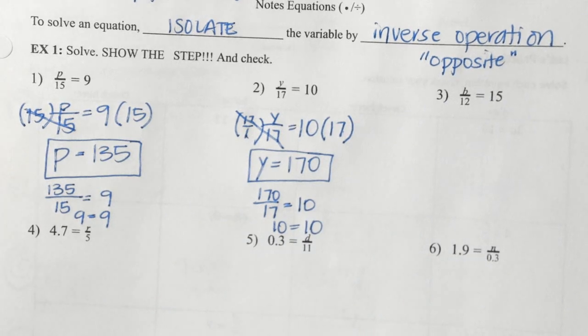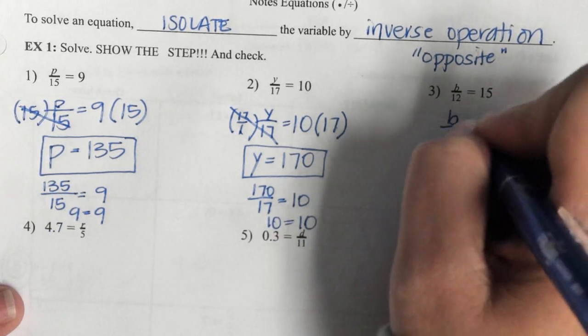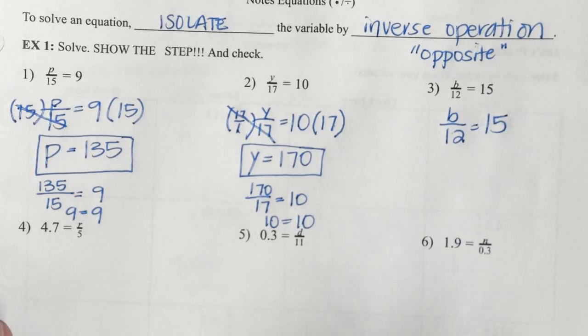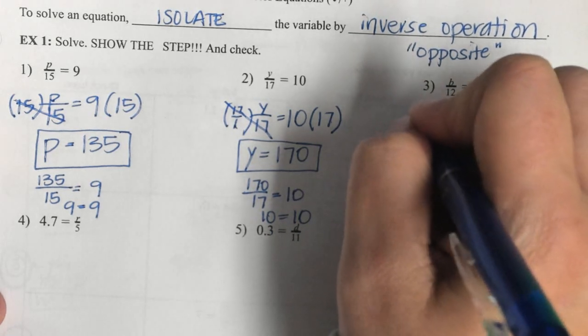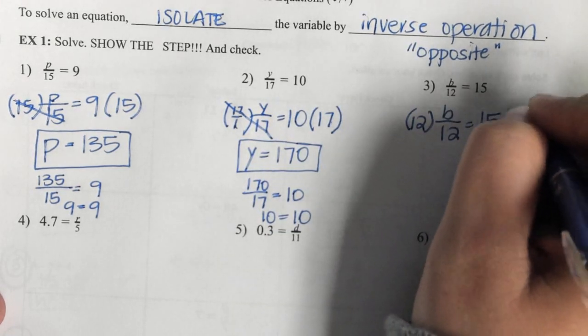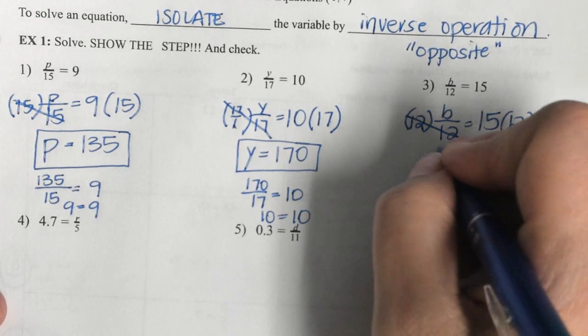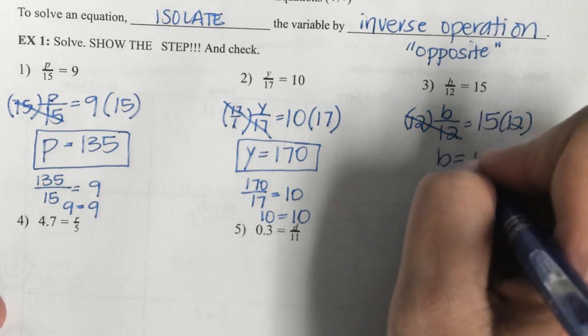All right, let's do the next one. Again, I'm going to rewrite it just because those are kind of tiny and it's hard to see. Okay, so I have b divided by 12 is equal to 15. So how do I undo division? Multiply. And what number do I want to get rid of? 12. So I'm going to multiply both sides by 12. That cancels out. So what would b be equal to? 180. Excellent.